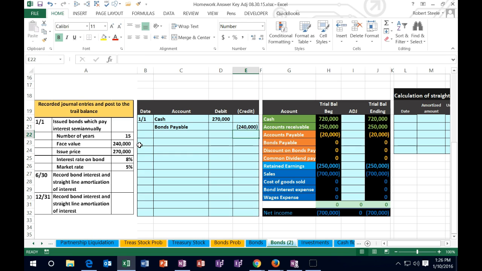There we have that. Now we can see that, of course, the debits do not equal the credits. We're out of balance by, in this case, 30,000. We need another 30,000 credit in order to put this thing in balance.